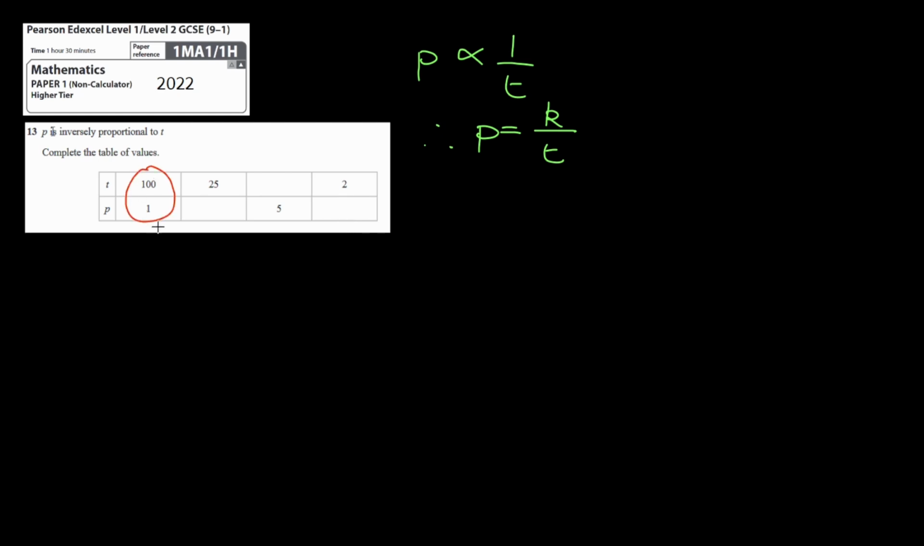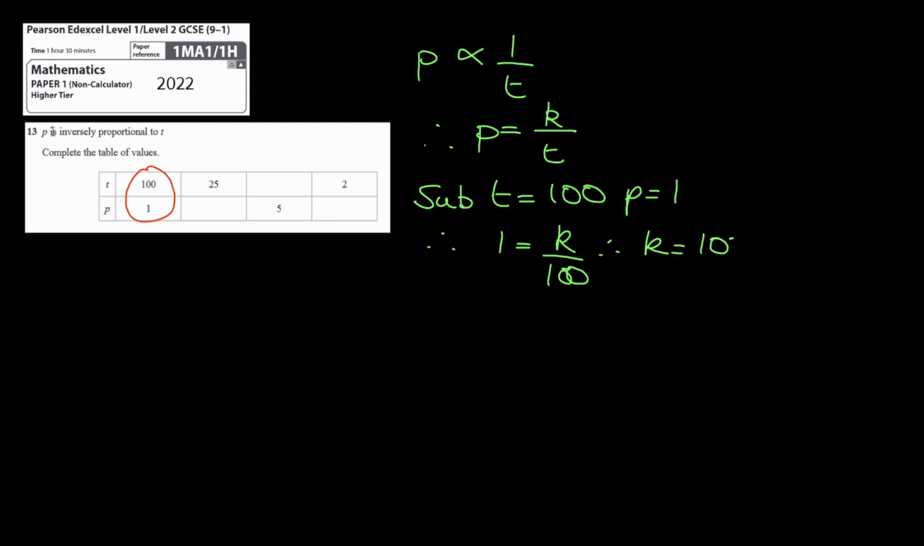Only one set of results is effectively simultaneous. In other words, when t was 100, p was 1. So we now substitute those values in. So sub t equals 100, p equals 1. So therefore we get 1 is equal to k over 100. So therefore k is equal to 100.